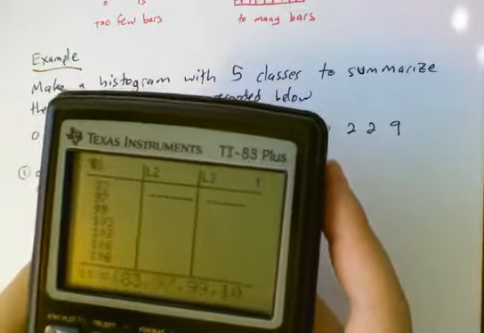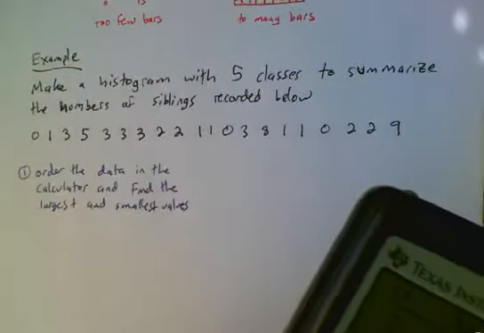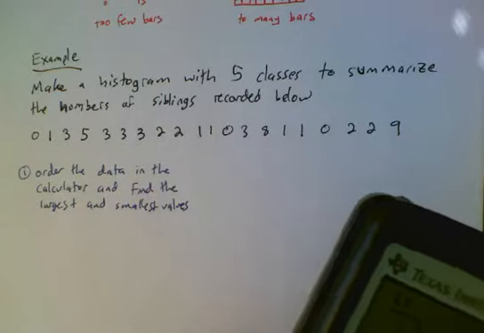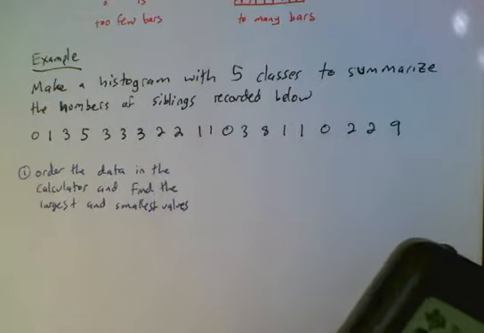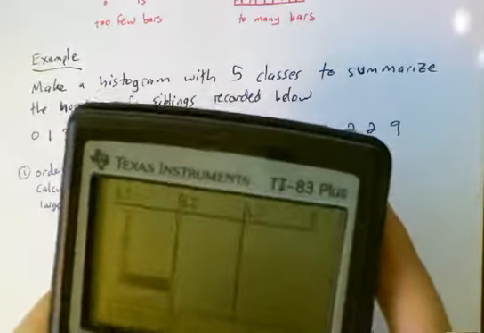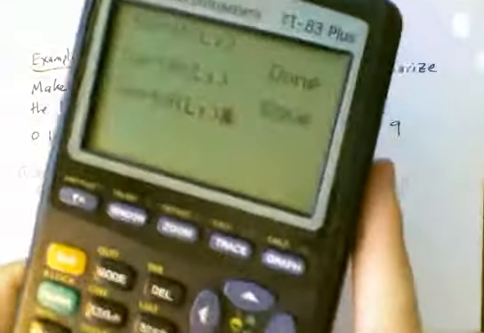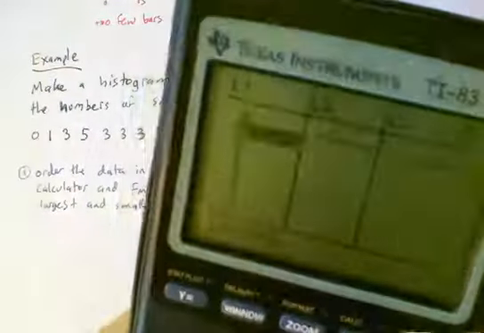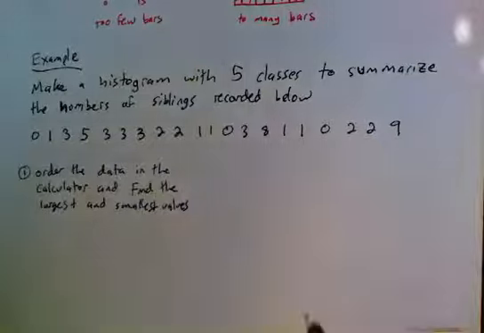0, 1, 3, 5, 3, 3, 3, 2, 2, 1, 1, 0, 3, 8, 1, 1, 0, 2, 2, 9. Okay, there's our list of values. And as we've done before, stat, sort ascending, L1. Okay, so as we saw before, we've got 3 zeros, several 1s, 2s, 3s, and 9 is our highest value.